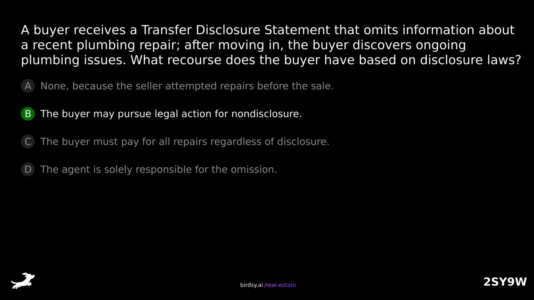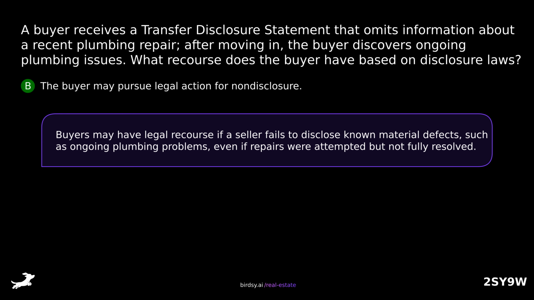The correct answer is B. The buyer may pursue legal action for non-disclosure. Buyers may have legal recourse if a seller fails to disclose known material defects, such as ongoing plumbing problems, even if repairs were attempted but not fully resolved.